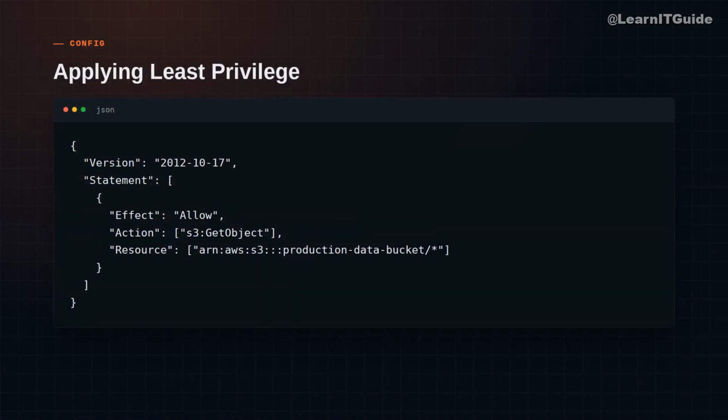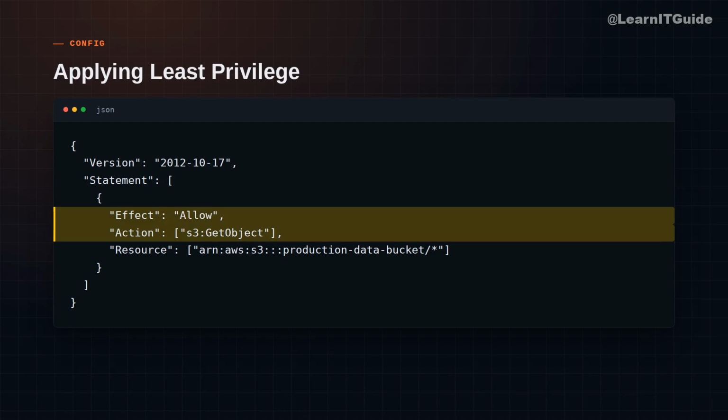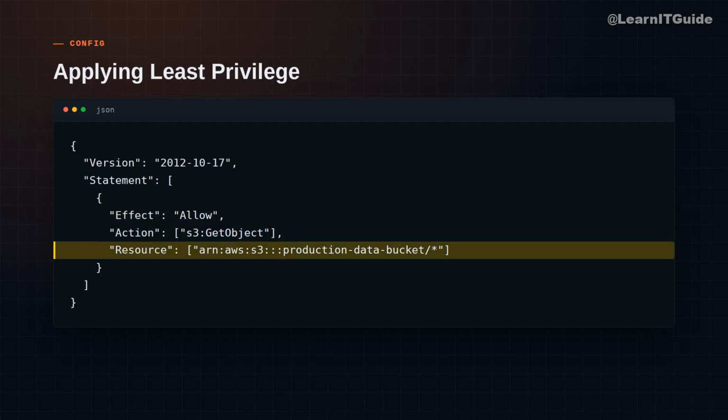Look at this JSON policy. It uses the principle of least privilege. We explicitly allow only the GetObject action on one specific bucket. We do not use wildcards, and we do not grant broad administrative access. If you use wildcards like star for actions or resources, you are violating this principle and creating a massive security hole. Always specify the exact resource and the exact action your service needs. This is how you limit the blast radius of a potential breach.